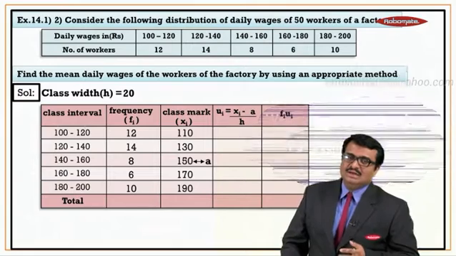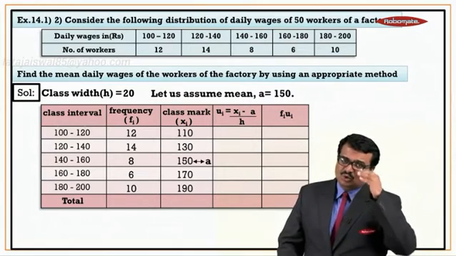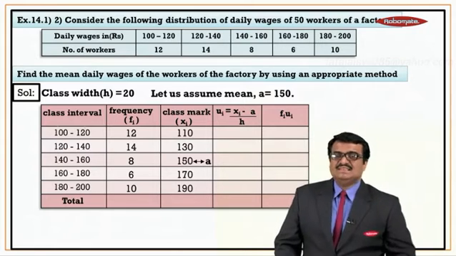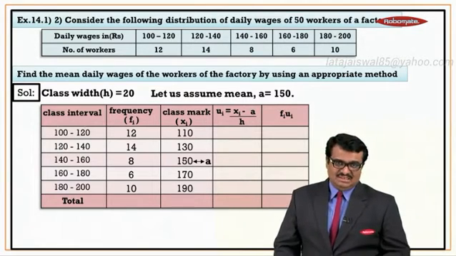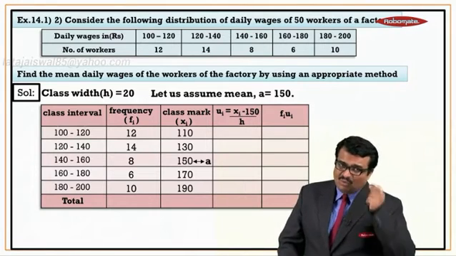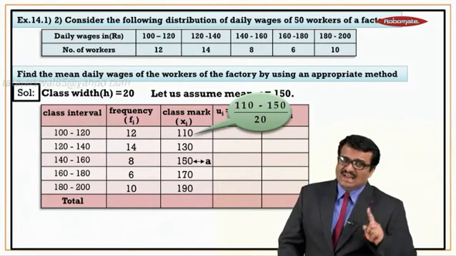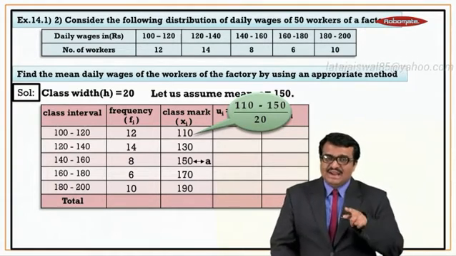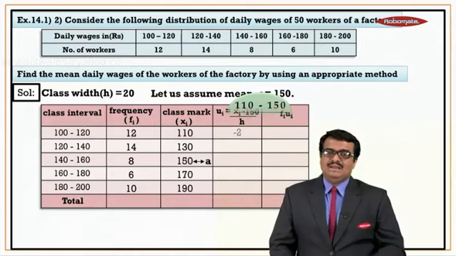Now let us calculate the first one. So the assumed mean is nothing but 150. The first one, ui, is nothing but xi minus a upon h. What is the first xi? 110 minus, what is a? 150. So 110 minus 150 upon h. What is h? Class width, that is 20. So 110 minus 150 upon 20. How much do you get?